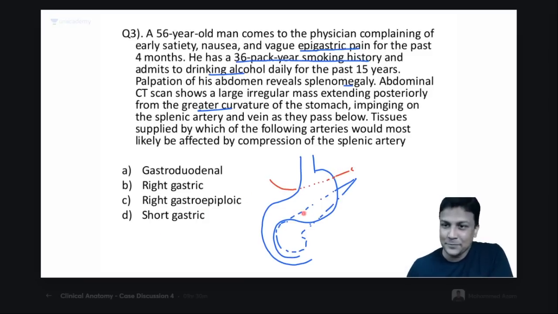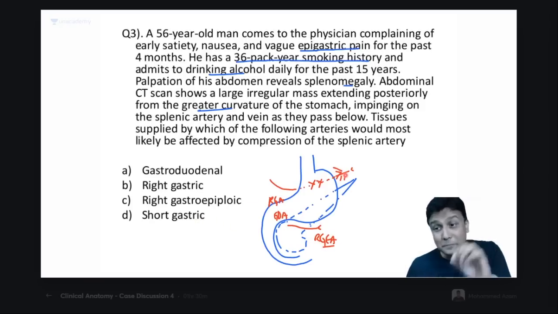Tissue supplied by which of the following arteries should most likely be affected by compression of the splenic artery because of that mass? Gastroduodenal, nothing to do with the splenic artery. Right gastric artery also nothing to do with it, it is here. Gastroduodenal artery is here. Right gastroepiploic artery will be here only, nothing to do with that. Short gastric arteries, yes, they are branches given by the splenic artery only, and that is why the short gastric arteries are affected. Understanding your point?